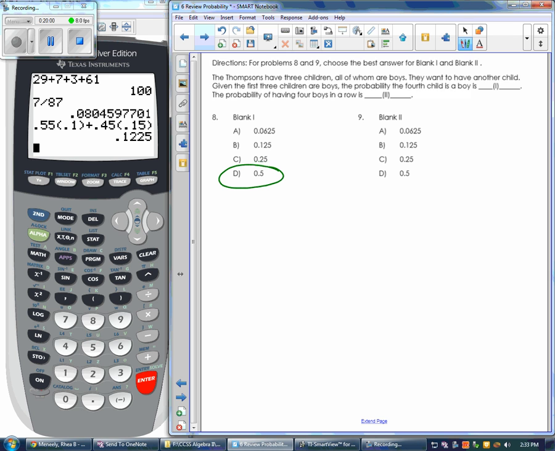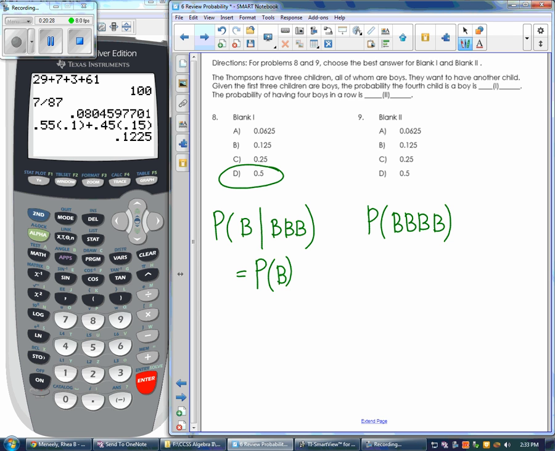But look at the next question. This is asked a little bit differently. It's asking, what is the probability of having 4 boys in a row? So number 8 is asking for the probability of having a boy given that I had boy, boy, boy. Since I have independence, this is the same thing as the probability of a boy. But the next one is the probability of having 4 boys in a row, which is asking for boy, boy, boy, boy. Or if you think about it this way, this is having a boy and having another boy and having another boy and having another boy.